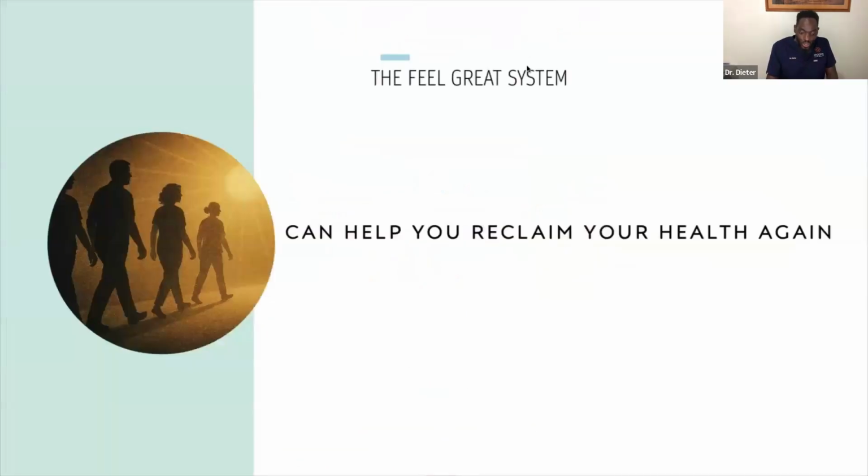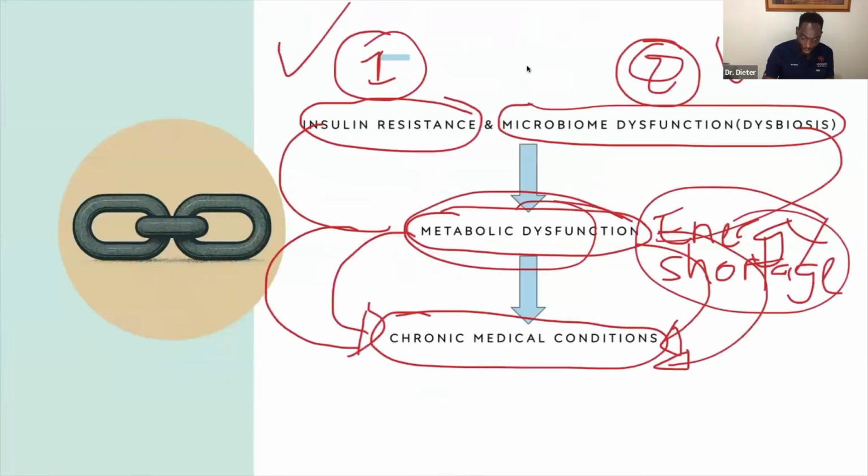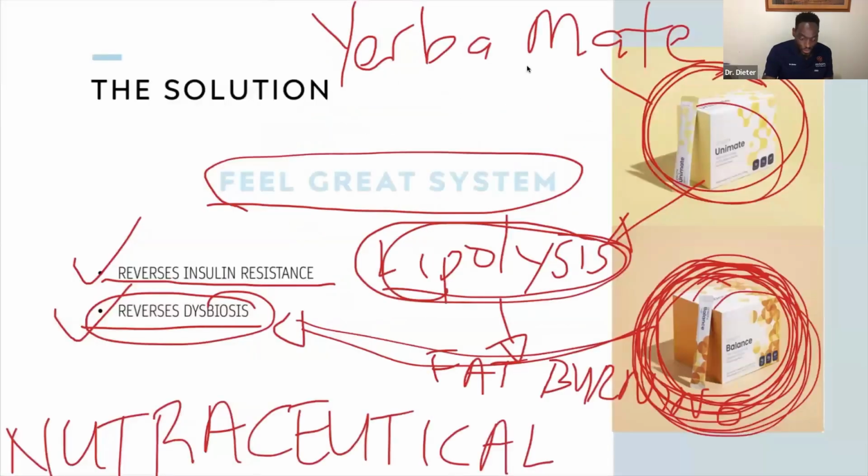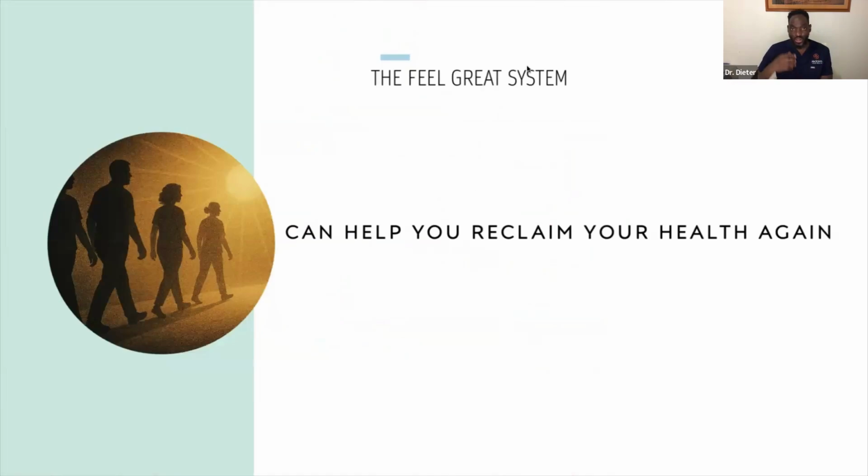And so I close with a bold statement. If you suffer from any chronic medical condition, chances are that chronic medical condition is a result of metabolic dysfunction stemming from insulin resistance and microbiome dysfunction. And the Feel Great System nutraceutical product gives you the opportunity to reclaim your health again.